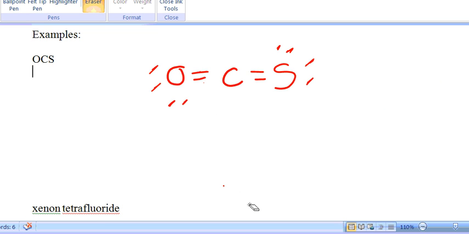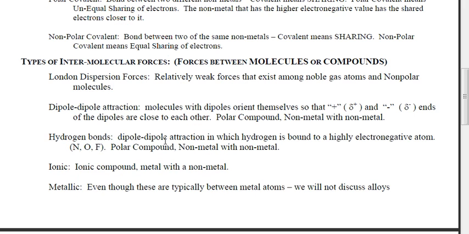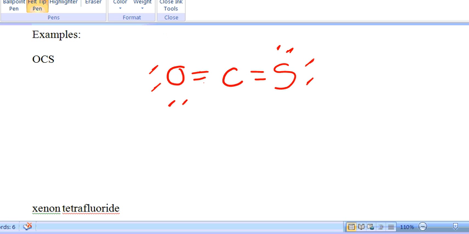All right, the next question is, what type of intermolecular forces do we have? Since this is a polar compound, the choices are ionic, dipole-dipole, and hydrogen bonding. So, number 1, there's no hydrogen. Number 2, there's no metal. So the only choice we have is dipole-dipole. So dipole-dipole bonds are our intermolecular forces.